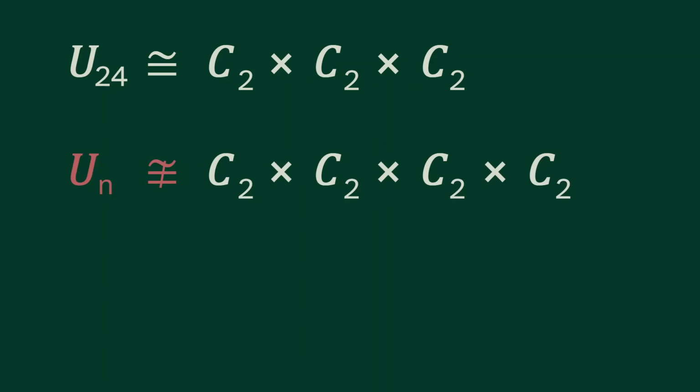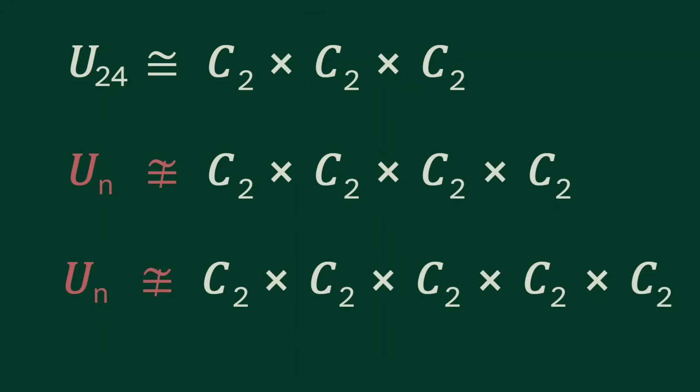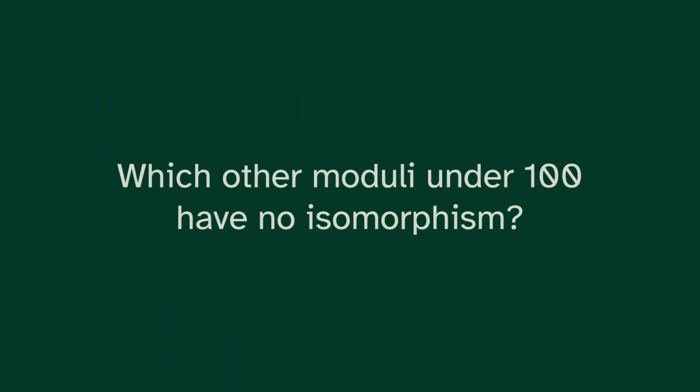There is no unit group that's the product of 4 2 cycles, or of 5 2 cycles, or any higher number of 2 cycles. And now this raises the question of which constructions of cycles exist as unit groups and which do not. But that's a big question which deserves its own video. For now, I'll leave you with an exercise. Which other moduli under 100 have no isomorphism? We saw this was true for 24, but are there others?